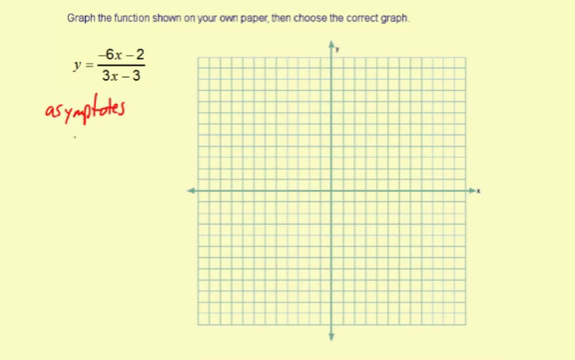And to do that, we're going to set the denominator of the fraction equal to 0. So 3x - 3 equals 0. I can add 3 and get 3x equals 3, divide by 3, x equals 1. So I'm going to go ahead and plot x equals 1.